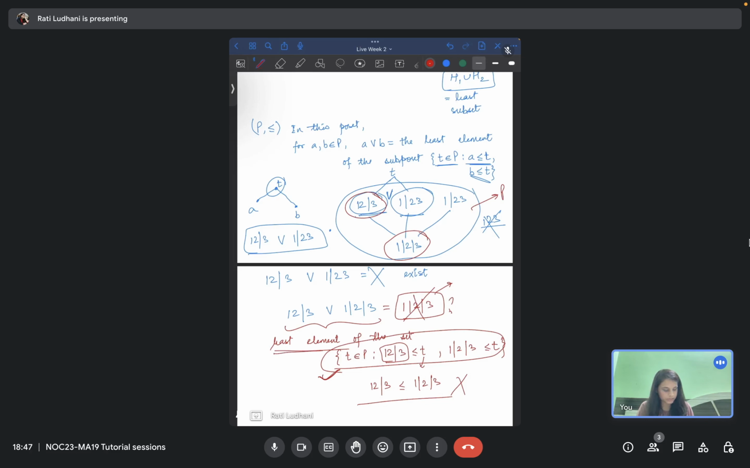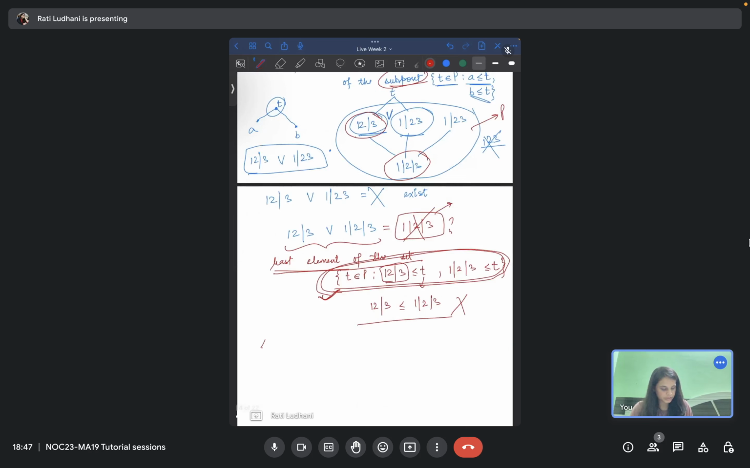So we have been asked the least element of this particular set. That's why I was writing subset. In this subset, firstly, what will you write? Least element of the set. Now let's write what this set is, so it will be clear. 1 bar 2, 3 less than or equal to T, 1, 2, 3 less than or equal to T. I'm just writing what all the T's are which satisfy these two conditions.